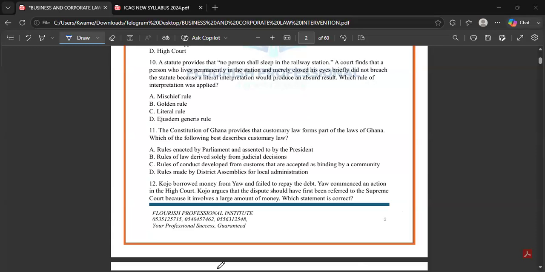Like according to how you explained the previous question, the other question where you said it was mischief rule instead of golden, the one involving a child being given an unauthorized drug, which was not accepted. Yeah, so I applied that concept to this one. Okay.